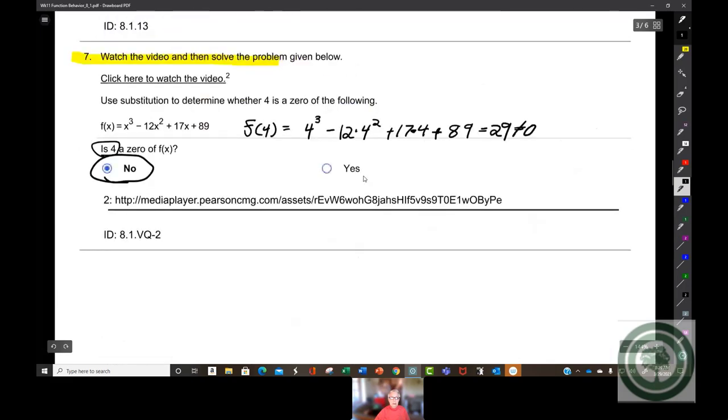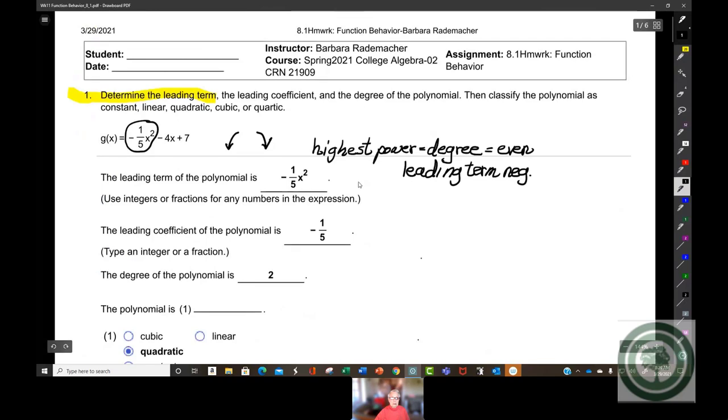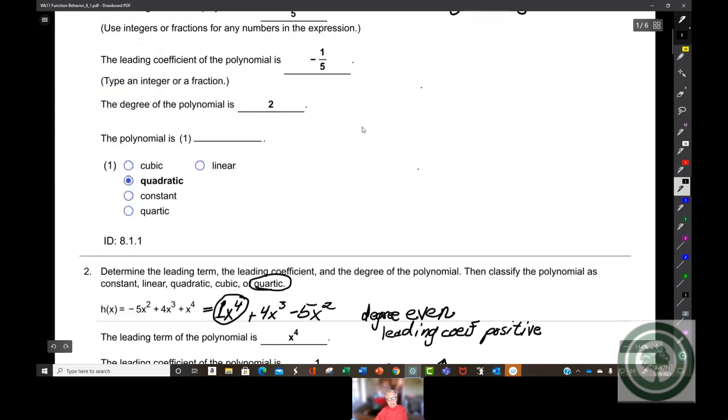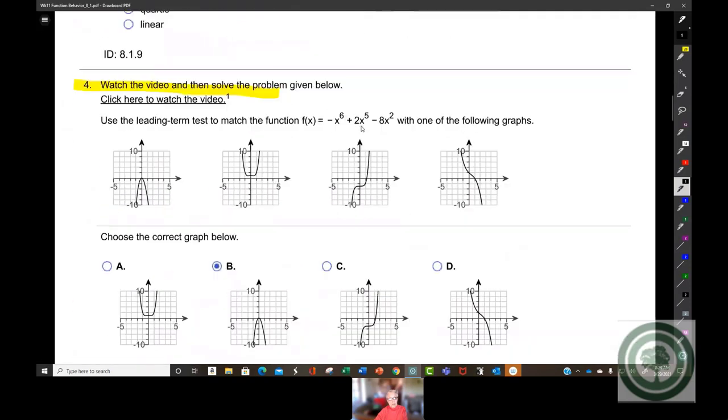So that has been what we've talked about today. We've talked about end behavior. First, we've dissected polynomials. What is the leading term? What is the leading coefficient? What is the degree of the polynomial? What is the name of the polynomial? Oh, we didn't do this. We can do it now. Use the leading term test, which is the same thing as end behavior.